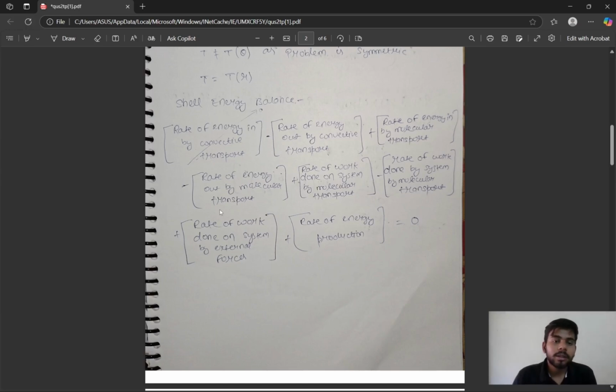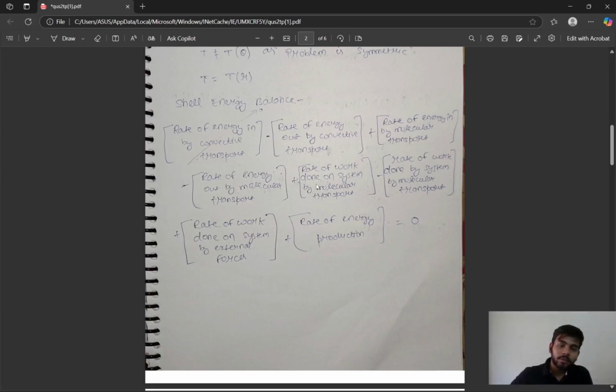So if we look at the first one, that is rate of energy in by convective transport. Since there is no bulk motion of particles, convective transport is not present in this case. So rate of energy in by convective transport will be zero, and for the same reason the second term is also zero. If we talk about the third term, rate of energy in by molecular transport, it will be a non-zero term, since the heat which is transferred from nuclear fuel to the aluminum cladding is done by molecular transport. So this third term and this fourth term are both non-zero.